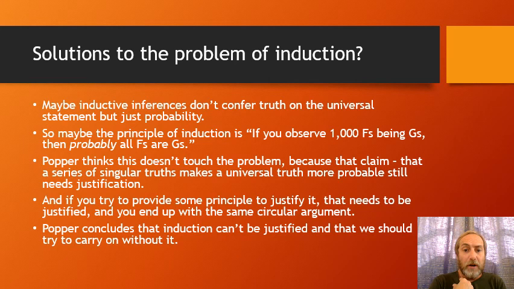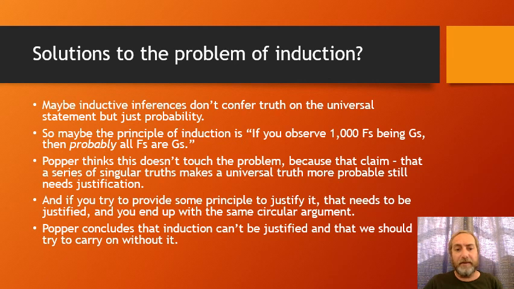Okay, so here's another way you could maybe try to deal with induction. Maybe you say, oh, when we conclude that all swans are white, from having observed 1,000 swans, you might say, sort of in parentheses before that, a little "probably." Probably all swans are white, right? So maybe you think that when we do inductive inferences, that's the sort of conclusion we get. It's a probabilistic conclusion. And so the principle of induction would be something like, if you observe 1,000 F's and they're all G's, then probably all F's are G's.